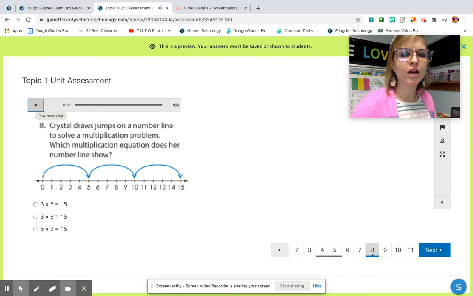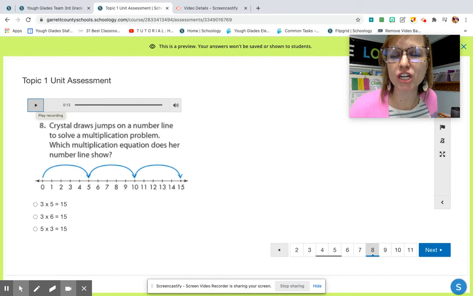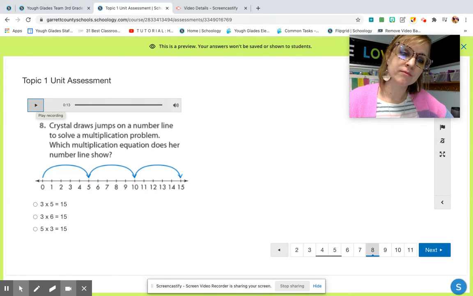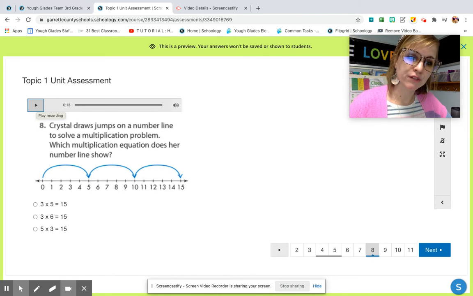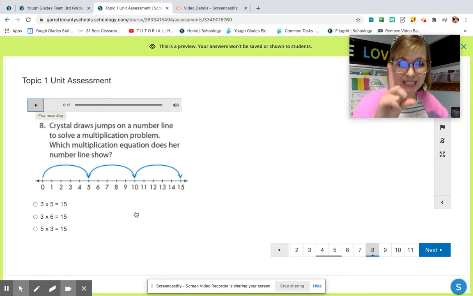So this is fairly easy if you know what those jumps mean, okay? And those jumps tell you how many groups, and the lines in between the units, how many is it in each group. Okay, so what's that look like in a multiplication problem? Choose one. One of those is correct. So pay attention. Which one is correct? You have to know what that first factor means. That's a big clue.